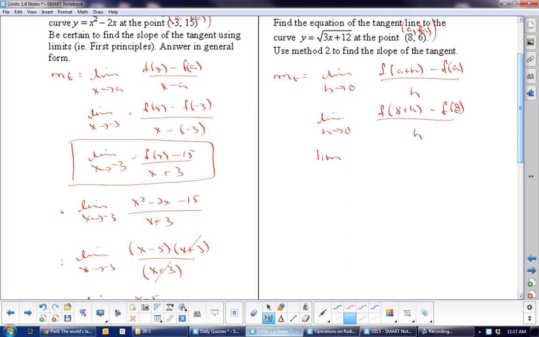So limit as h approaches 0. We are going to put 8 plus h into the equation. So that is going to be the square root of 3 times 8 plus h plus 12 minus... And you could put 8 into that, but they already gave us the y value, so we can just put 6. But if you put 8 in there, you do get the square root of 36, which is 6, all over h.